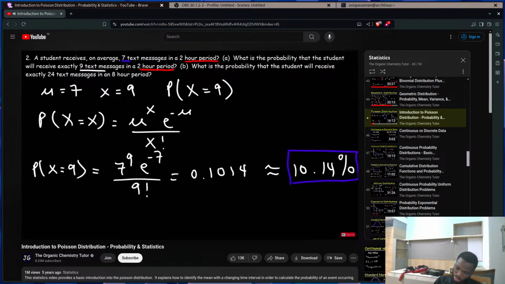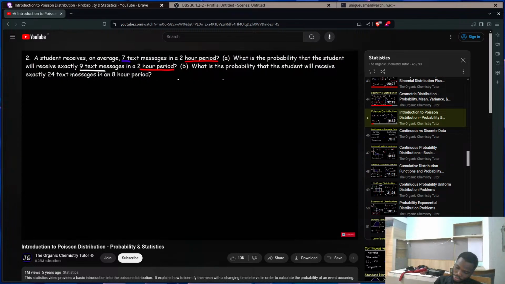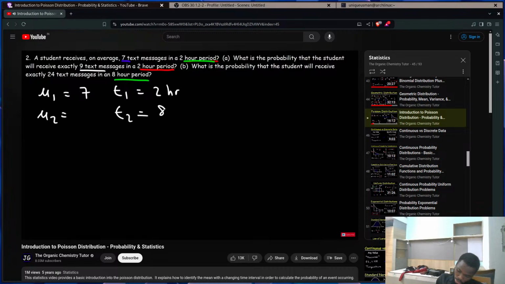Now, let's move on to part B. But first, let's get rid of this information. What is the probability that the student will receive exactly 24 text messages in an 8-hour period? So notice that this time, the time period is different. So therefore, the mean is going to change. The mean was 7 when the time period was 2 hours. What is the new mean value when the time period is 8 hours?